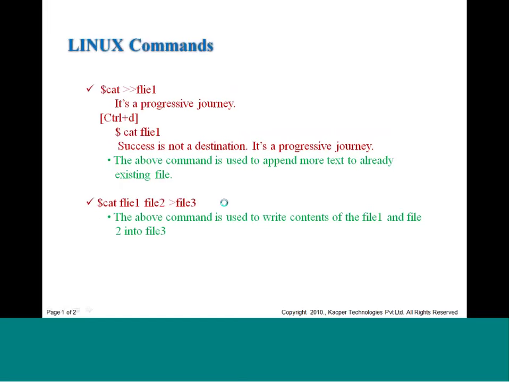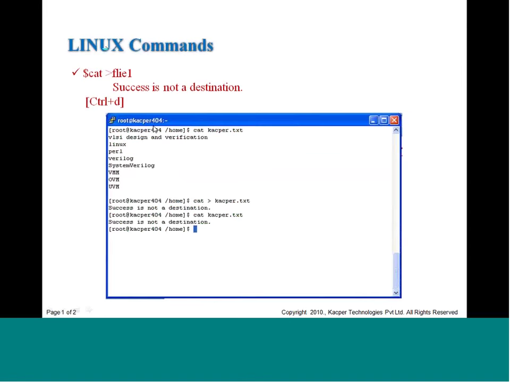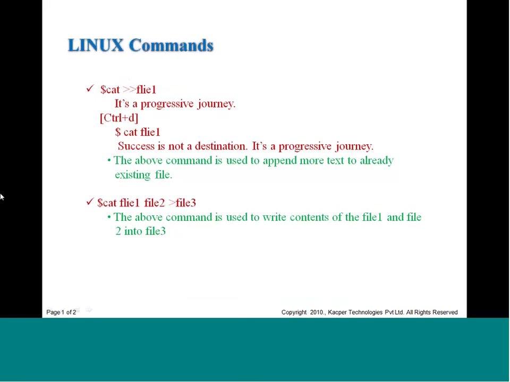Now let us go to the next one, which is a little bit more interesting, which is double greater than. So it is two arrows, you can see here. What does this do? This is slightly different from a single arrow. The two greater than signs let you append to a file. What that means is, file1 in the previous example contained all these things. Now if you say cat 2 greater than cat.txt, and then type in the success is not a destination and Control D, it will contain all these things, and the next line after this empty line will be this one. So that is the big difference between the single greater than and the double greater than.